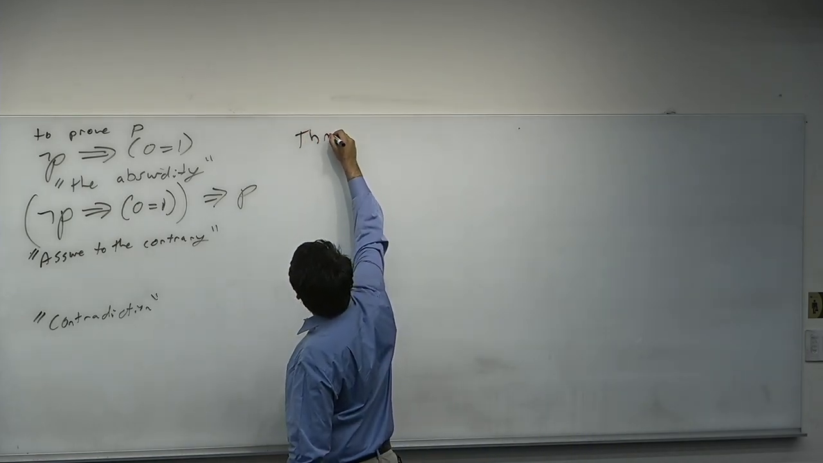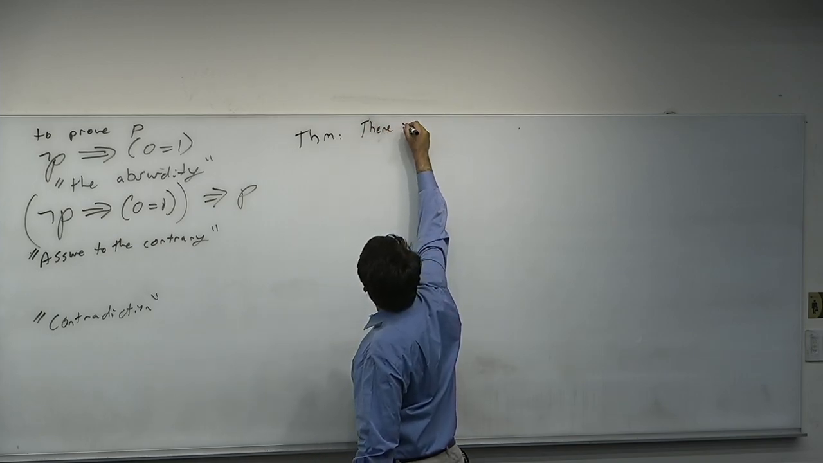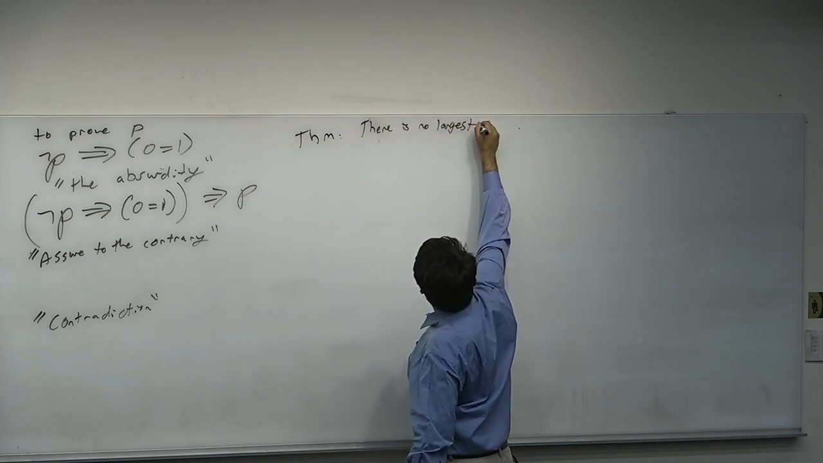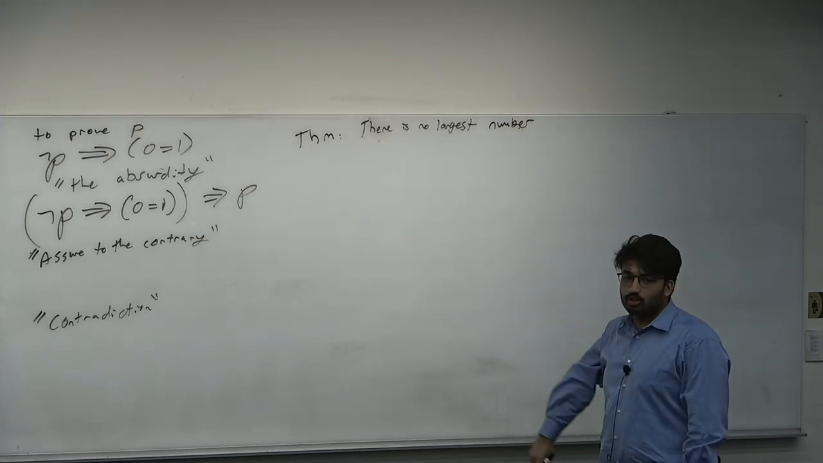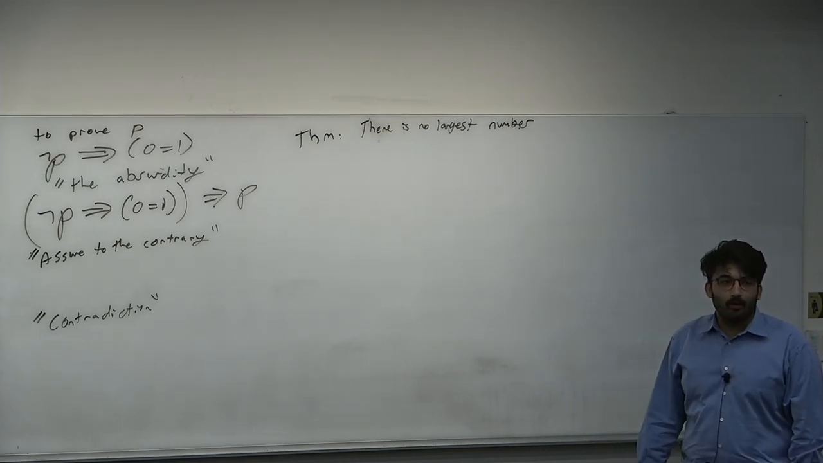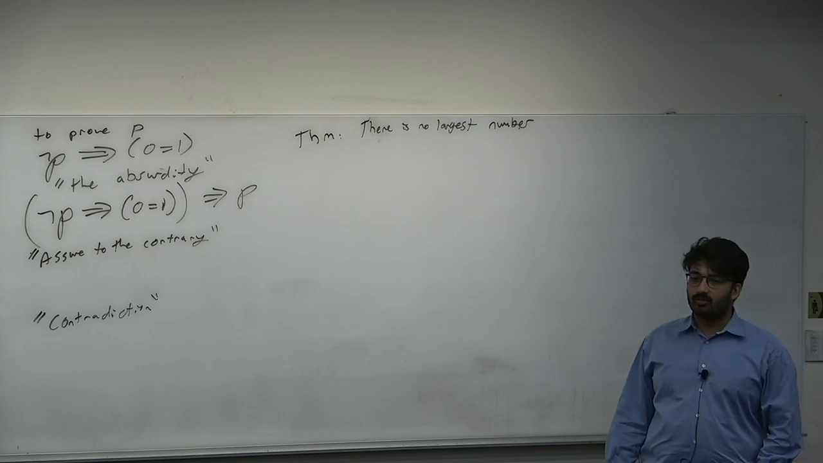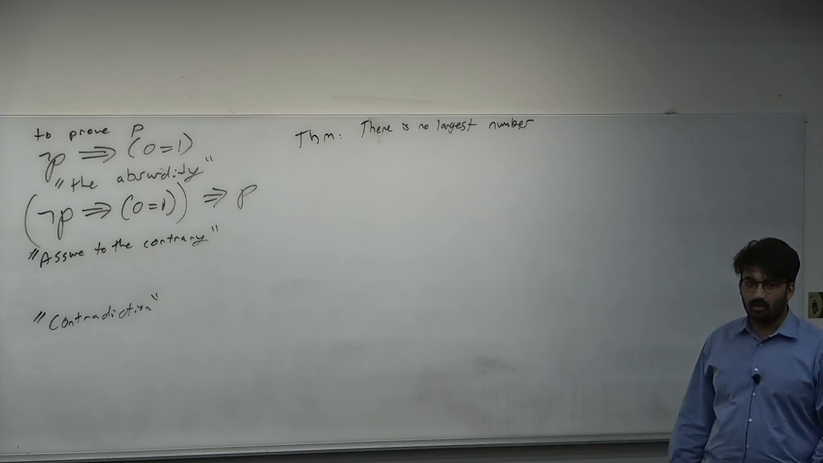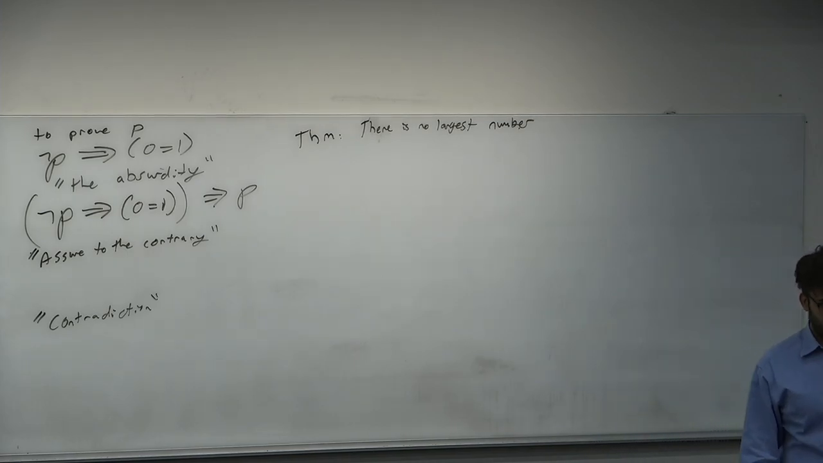Theorem: there is no largest number. That's true, obviously. How would you prove it to be true? If I didn't teach you the method of contradiction, how would you prove that there is no largest number? Assume there is a largest number. That's proof by contradiction. Think about the other strategies we know so far. Say there exists an n such that n plus 1 is greater than n.